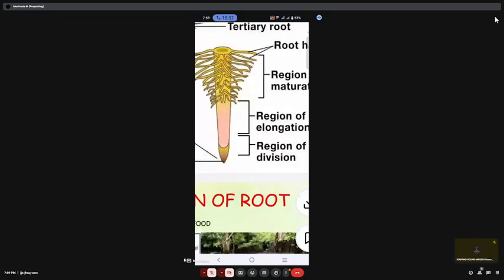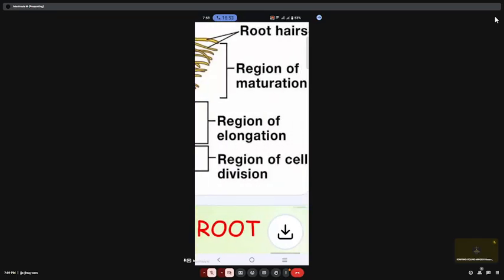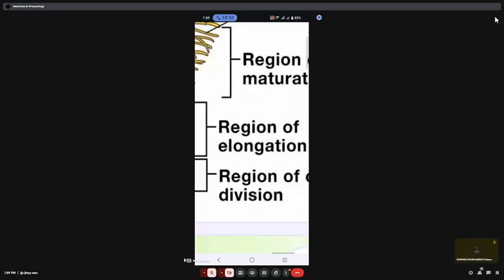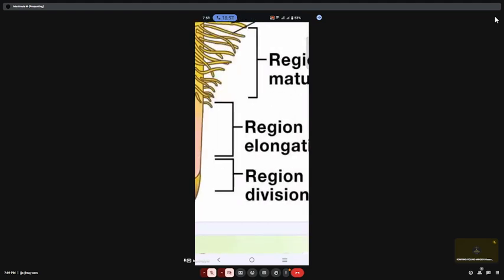After the region of cell division, there is a region of elongation. As mentioned in this diagram, next to the region of cell division, the next region is the region of elongation. This is just above the meristematic region, and it is slightly longer compared to the meristematic zone. The cells of this region undergo rapid elongation and that contributes to root growth.